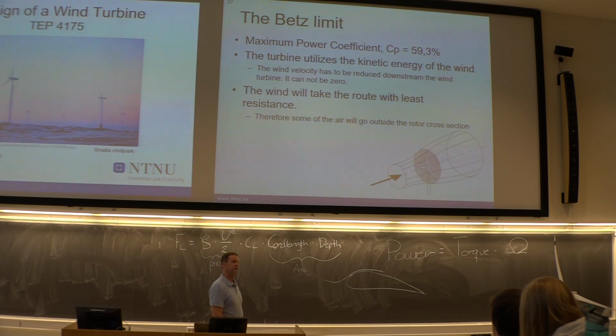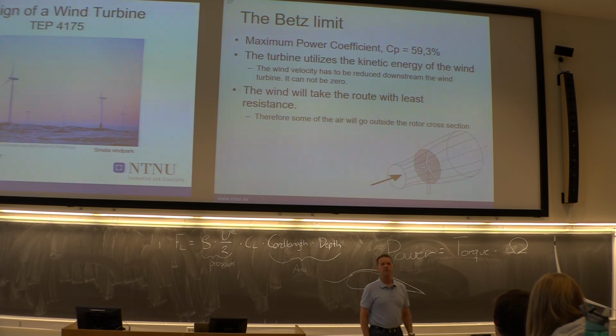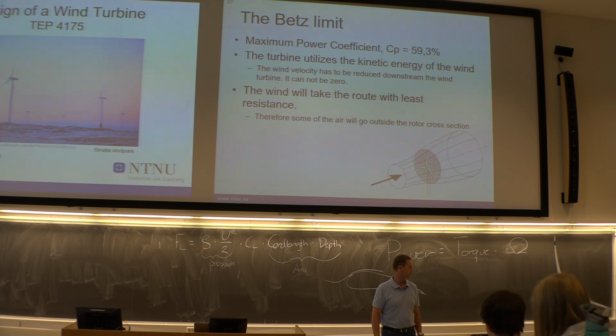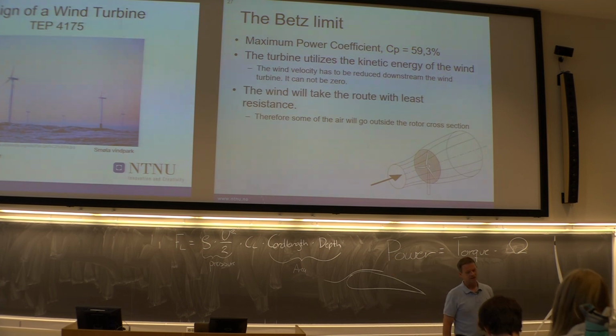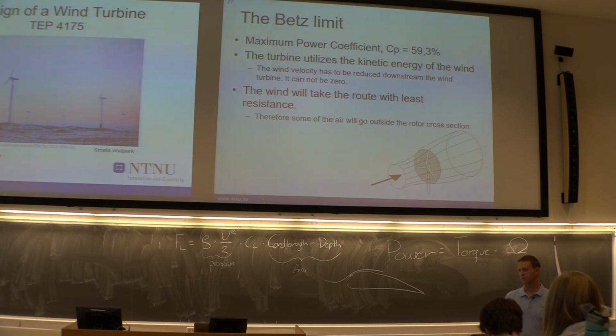State-of-the-art wind turbine today would be 45 to 48% turbine and generator efficiency total. Students from this class designed and tested turbines between 43 and 44% combined efficiency. So I guess the best of you will be close to state of the art, which is on the commercial market. And that's very nice to see.